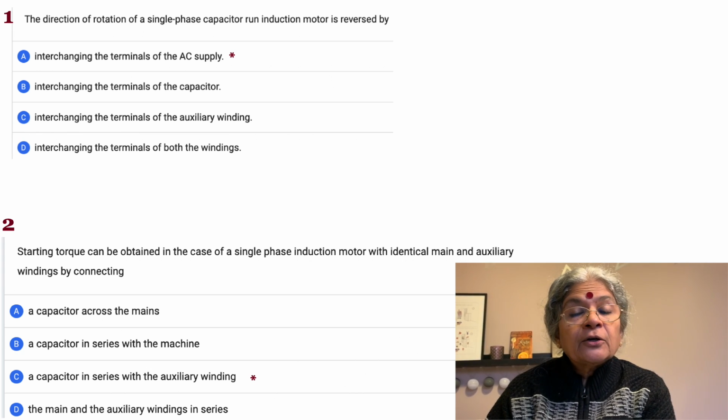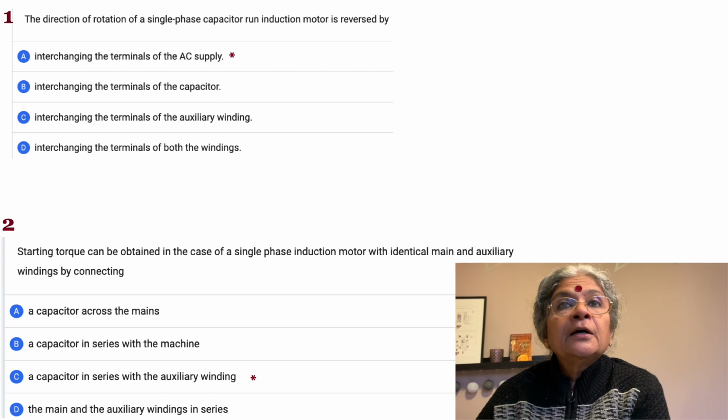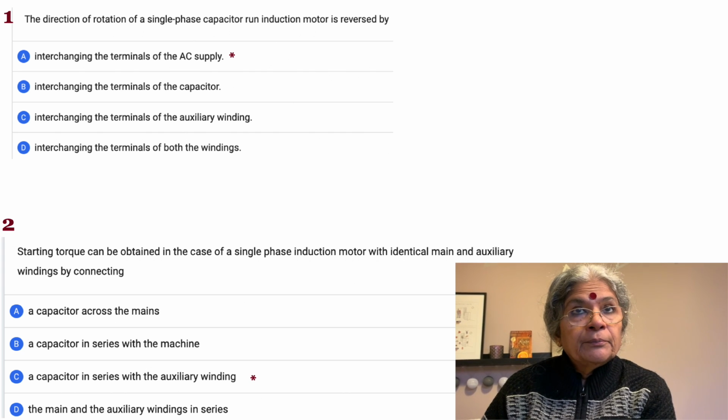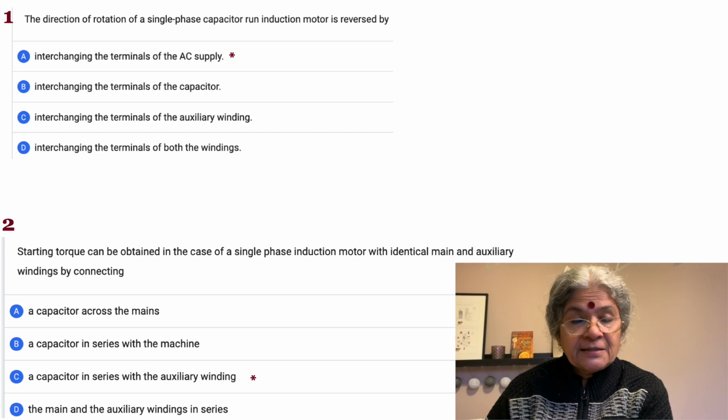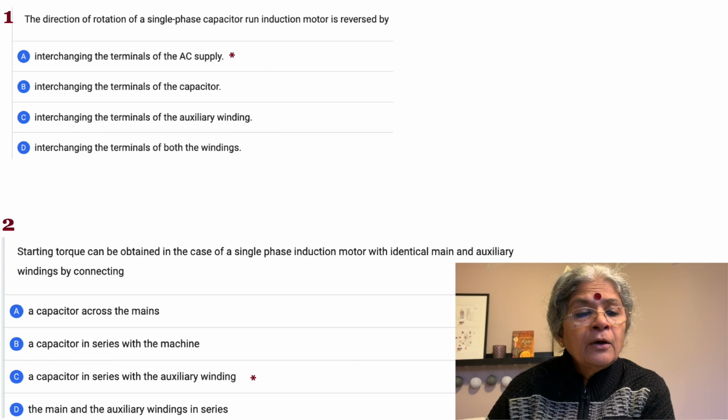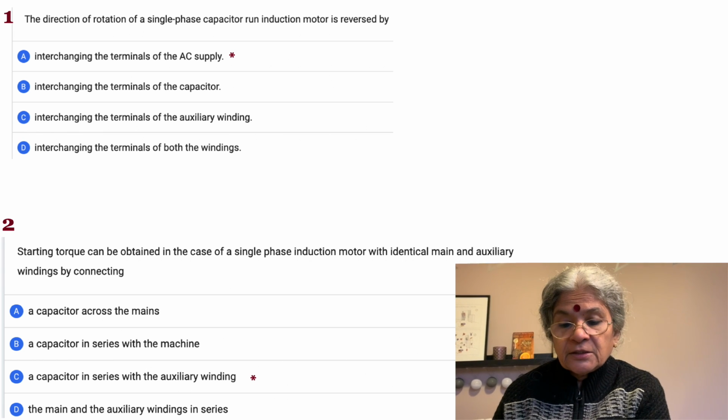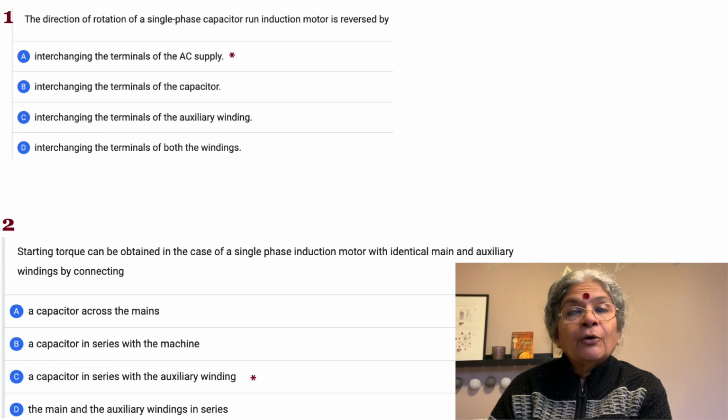A capacitor across the mains does not help. It just improves the power factor. The capacitor in series with the machine also does not help, because it is again a sort of a filter. The capacitor in series with the auxiliary winding, yes, exactly. This is the exact way of getting a good starting torque, such that the forward torque is larger than the reversing torque. This is the method, and so the machine starts. Putting the main and auxiliary windings in series does not work. I hope the option is clear to you.